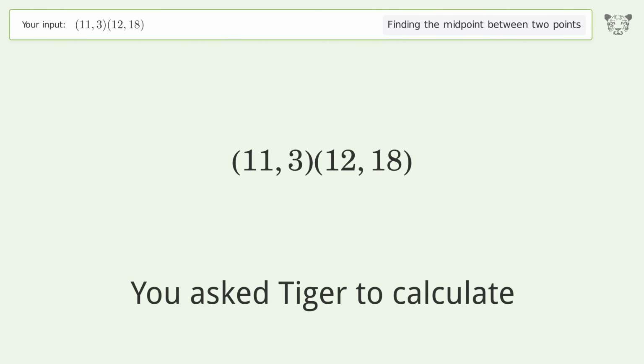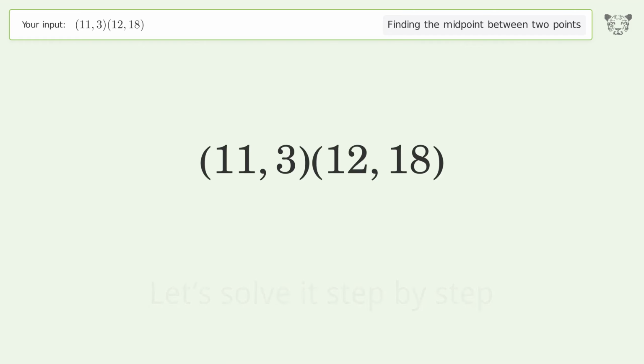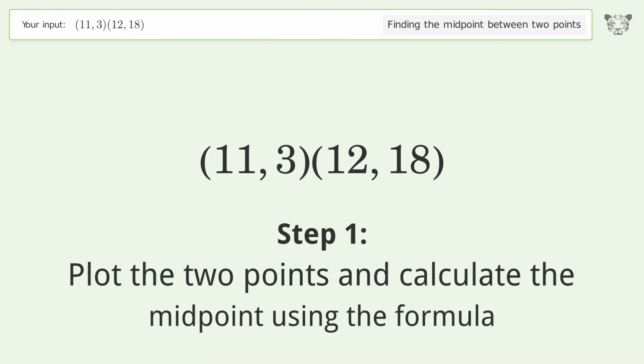You ask Tiger to calculate. This deals with finding the midpoint between 2 points. The midpoint between the 2 points is 11.5, 10.5. Let's solve it step by step. Plot the 2 points and calculate the midpoint using the formula.